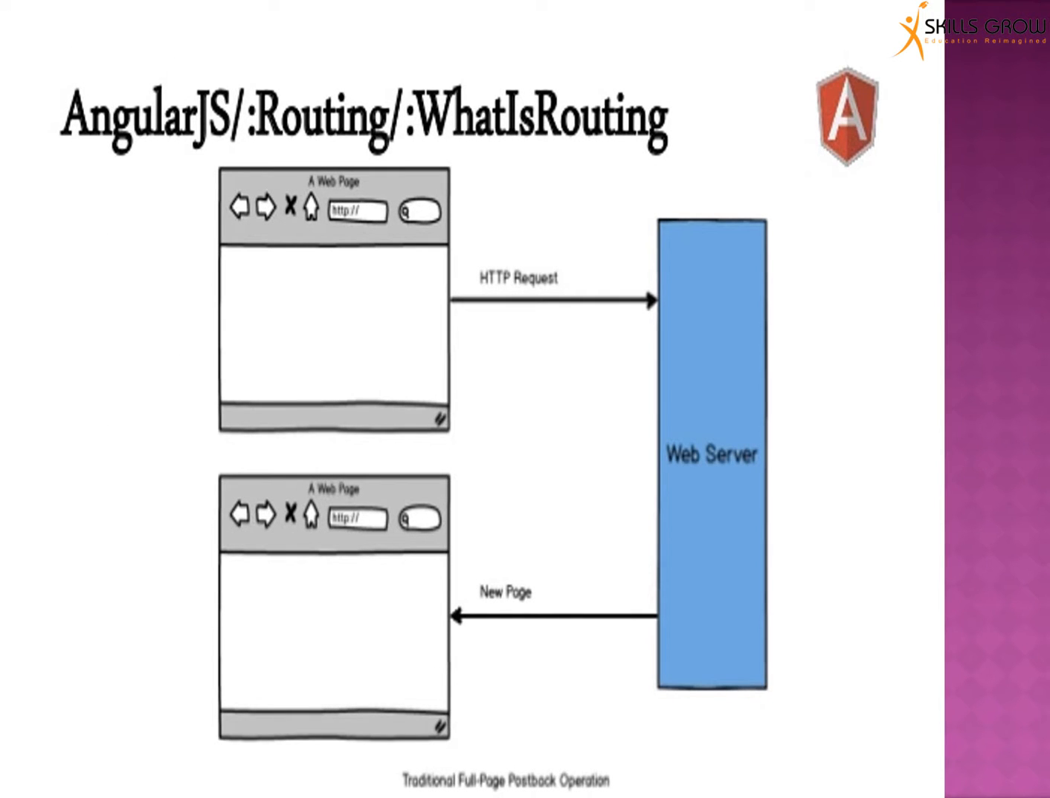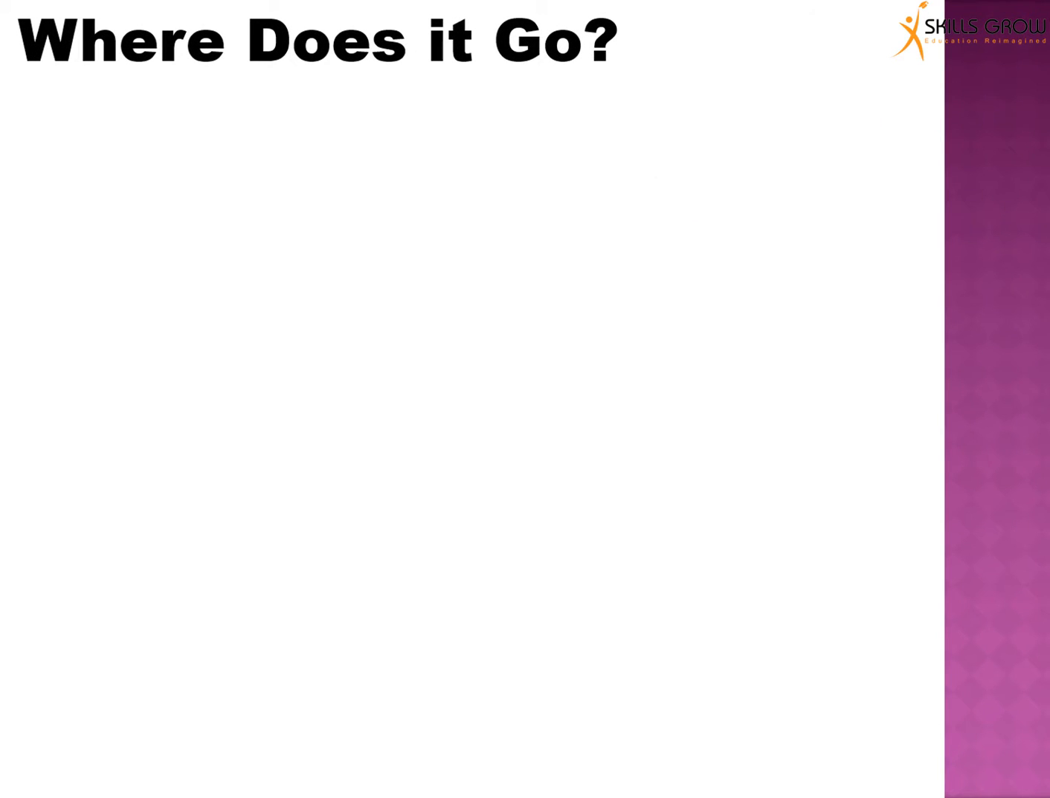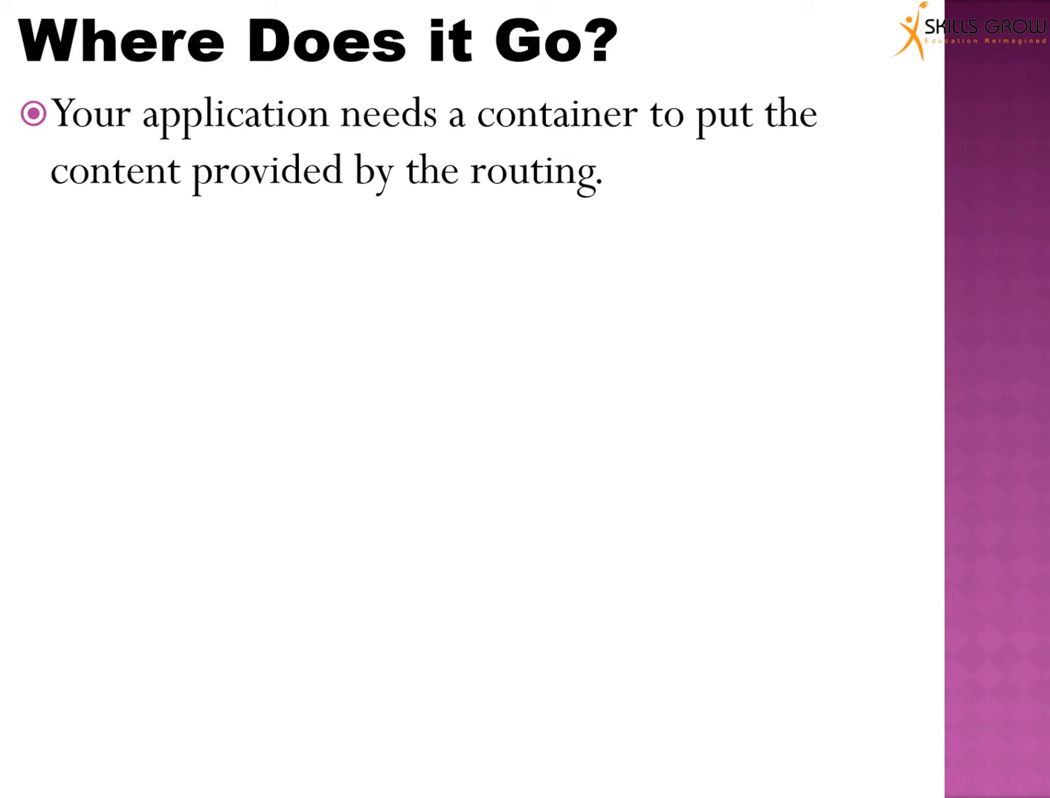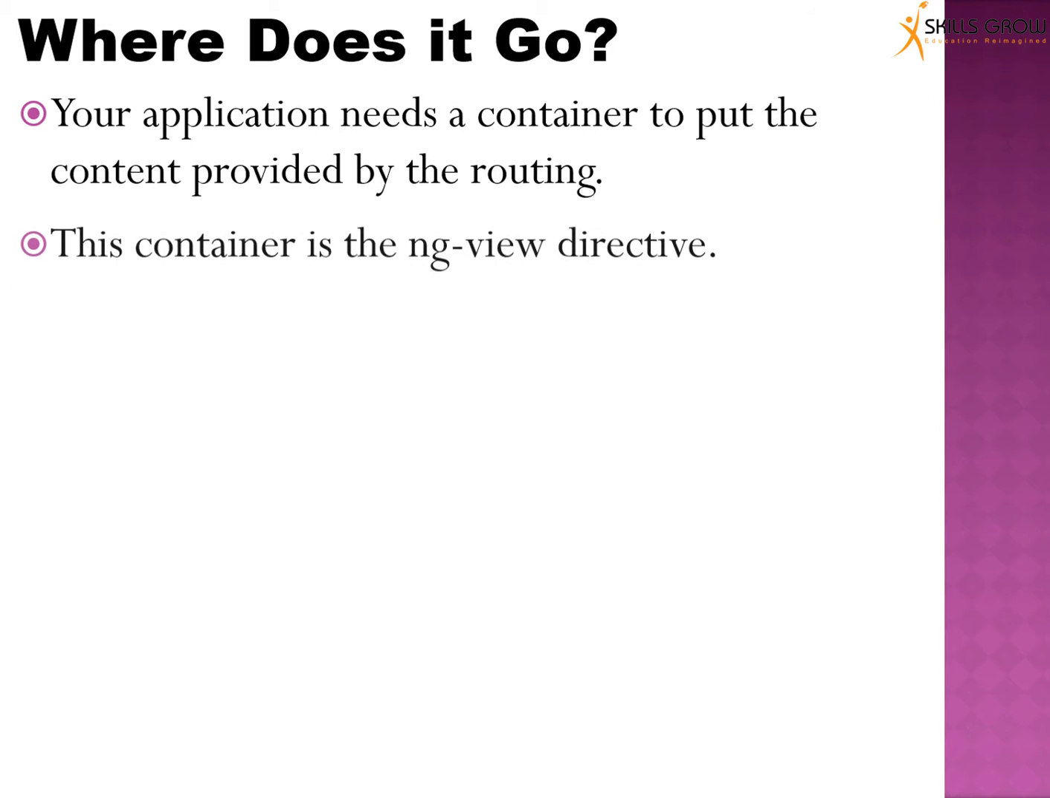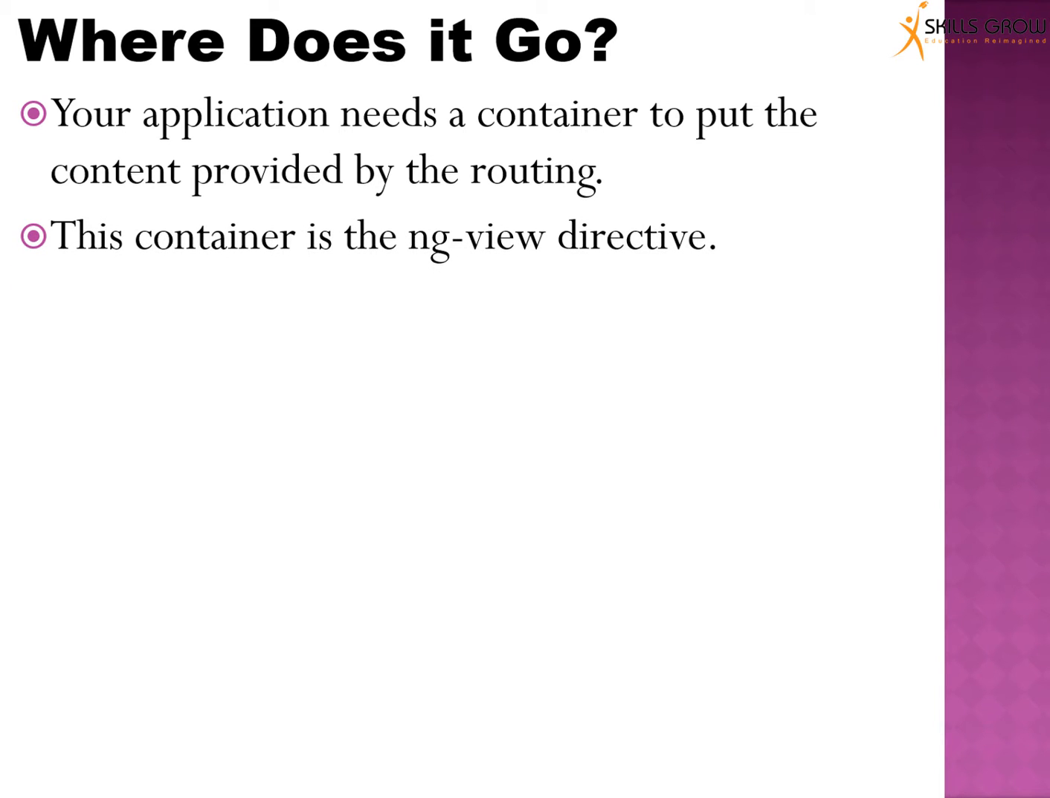Here, in this picture, we can see how routing works. Whenever we search for something by typing it in the URL bar, the page sends a request to the web server, and the web server gives the information in the form of a new page. In this way, routing works. But where does it go? This routing process goes in the application, and it needs a container to put the content provided by the routing.